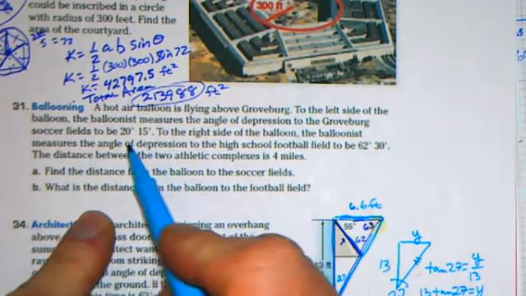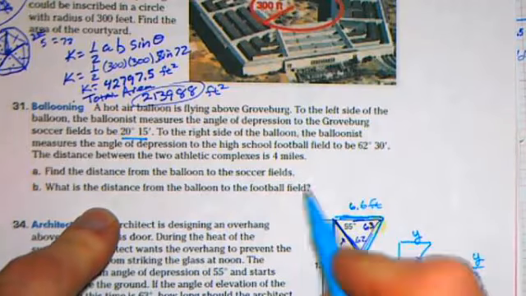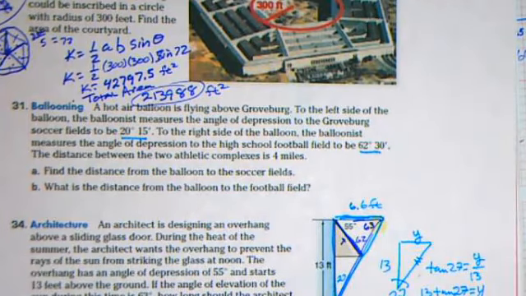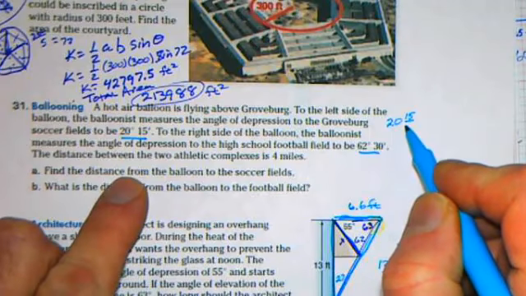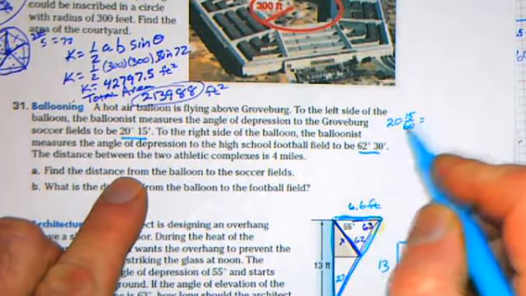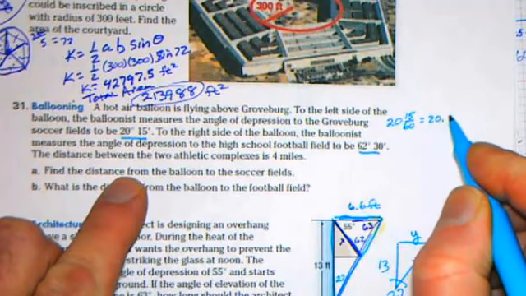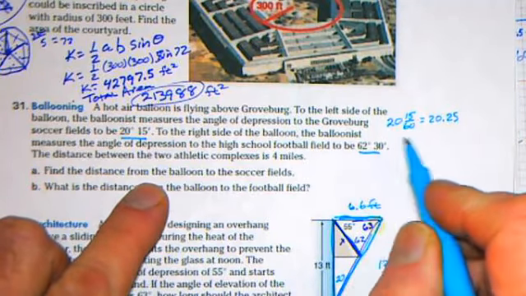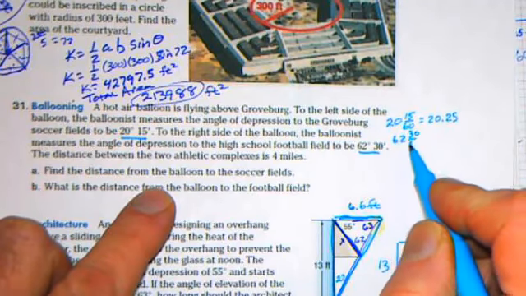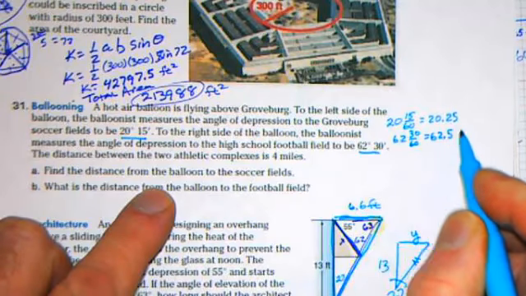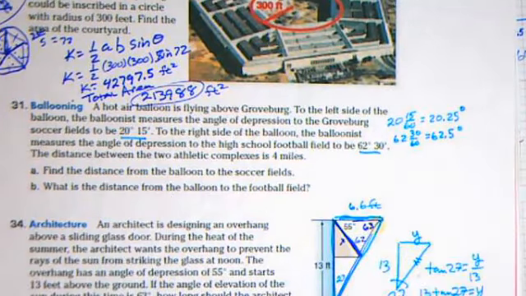I notice here that they're giving us degree minute seconds and degree minute seconds. So it's easier, I think, to convert these to decimal degrees and not have to worry about using extra keystrokes on the calculator. So 20 and 15/60ths comes out to be 20.25 decimal degrees, and 62 and 30/60ths comes out to be 62.5 degrees. Okay, so I've got those taken care of.